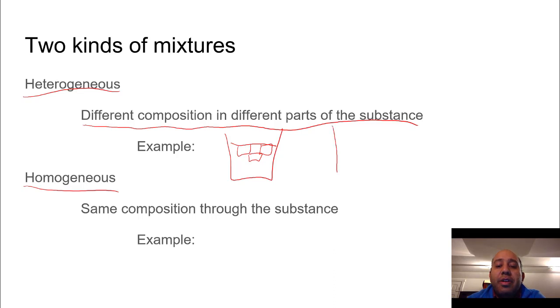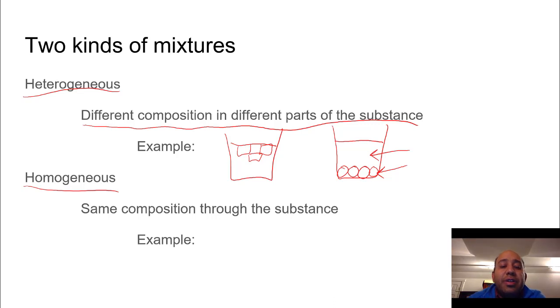Or if you were to put in a glass of water, you'd pour some marbles, right? The marbles would sink to the bottom. And that would be a heterogeneous mixture. You can actually see that in different parts of the sample, it actually looks different. So the composition is different. So those would be heterogeneous mixtures.